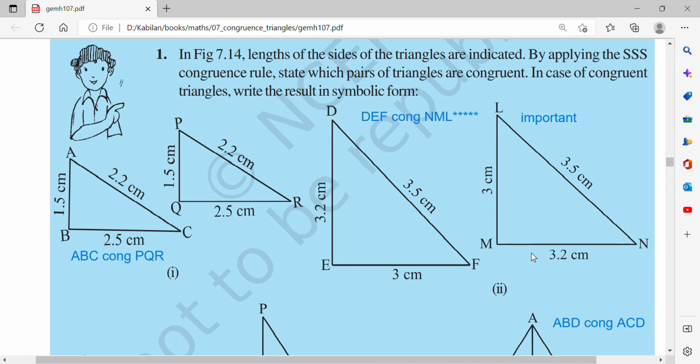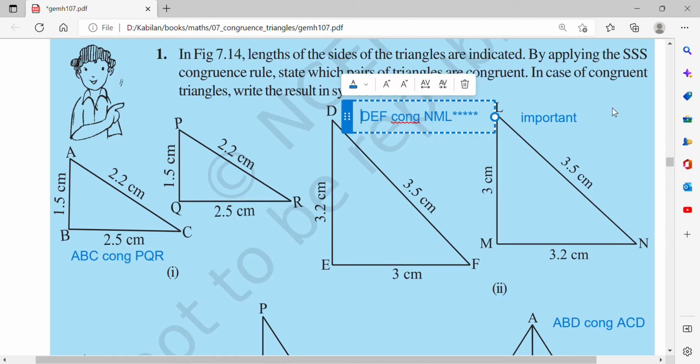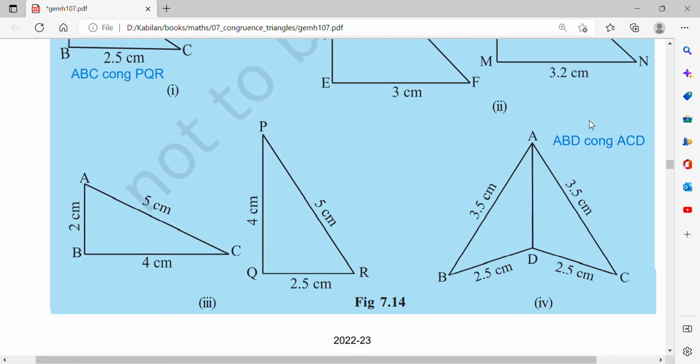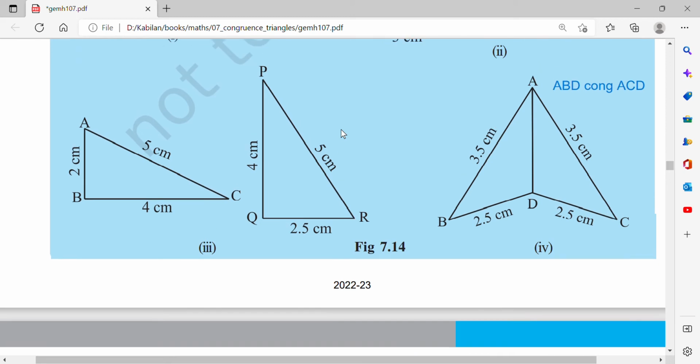Here you see this side of DEF is 3.2 centimeter and 3.2 centimeter is here, and 3.5 centimeter is the hypotenuse. Okay, there is 3.5, 3 centimeter is here. So when you write DEF congruent to NML, that is very important here. Okay. This is not a congruent triangle, leave it.